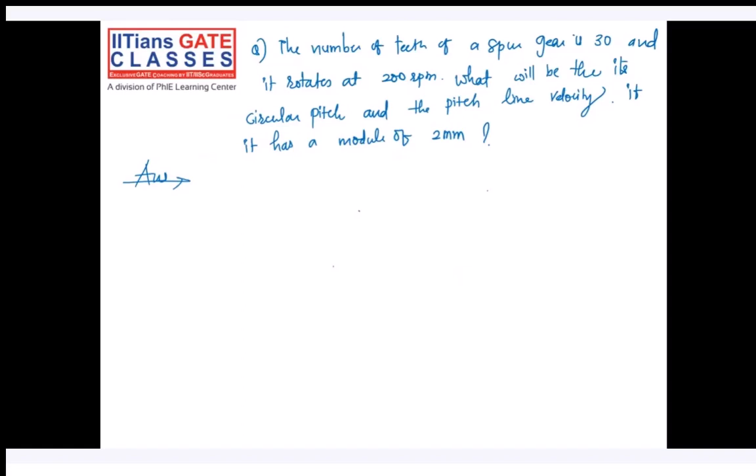Yes, the pitch line velocity is 628.3, correct. They have given the number of teeth on this spur gear as 30, and module is given as 2 mm. And that gear rotates at 200 rpm. So things are pretty straightforward. What will be the circular pitch and the pitch line velocity? Circular pitch is what? Circular pitch is pi d by t. And d by t is module. So it's pi times module. So pi times 2 will be 6.28 mm.